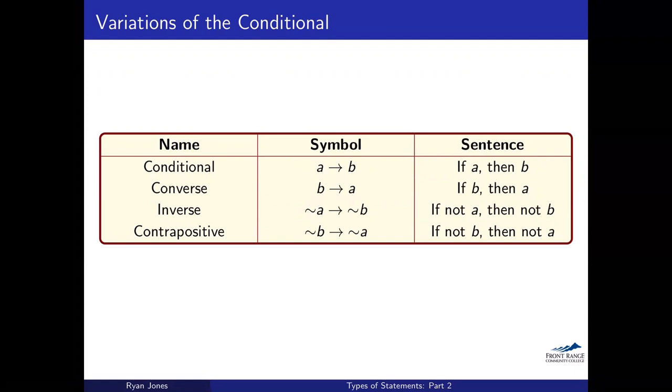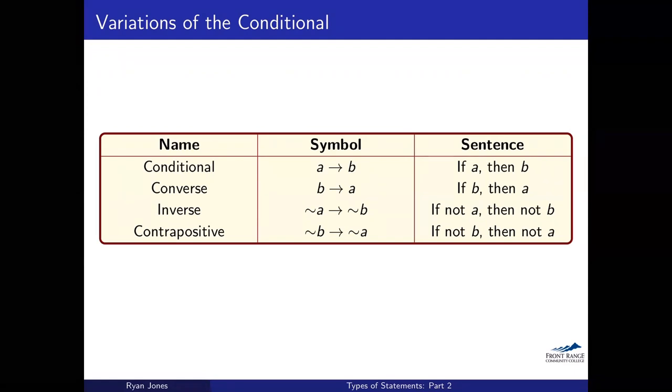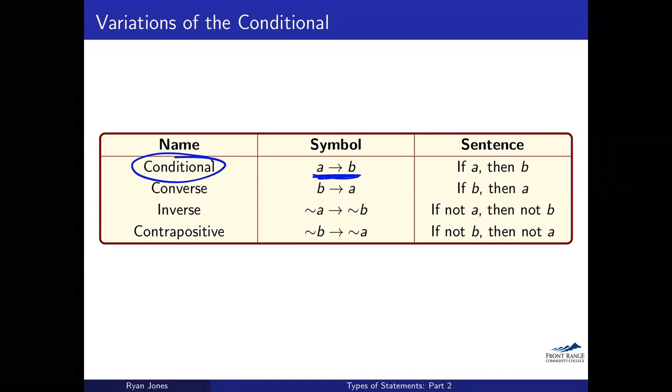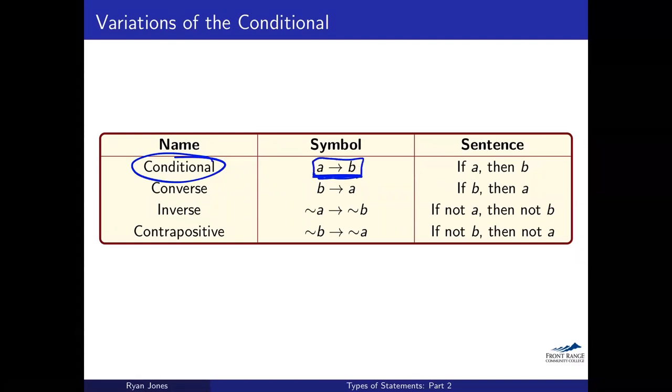So let's go ahead and get into this. If I give you the conditional, a statement that's if A, then B, then we have names for variations of this compound statement. You might start off with this compound statement, if A, then B. But if you decide instead to flip things around and say, verbally, if B, then A, we call that the converse. And that's just a different name for it.